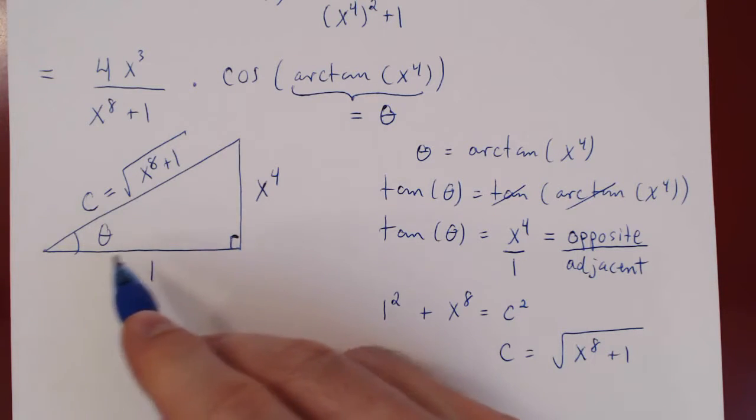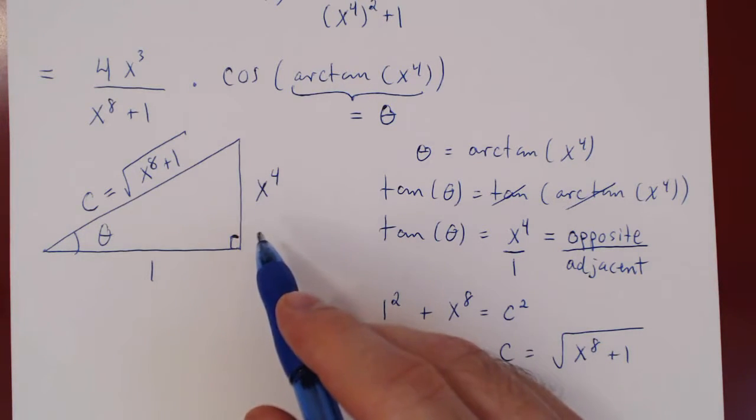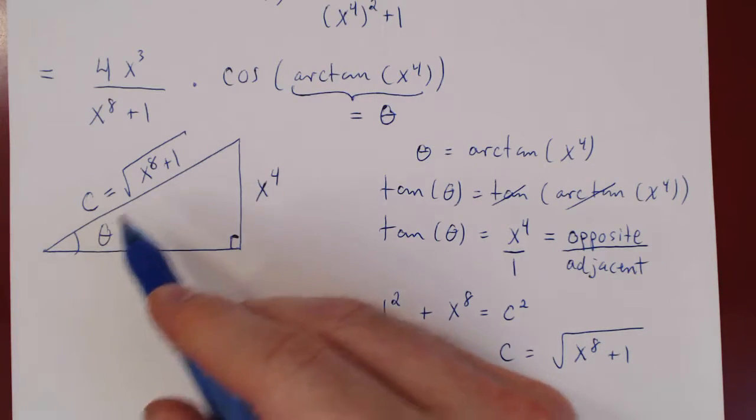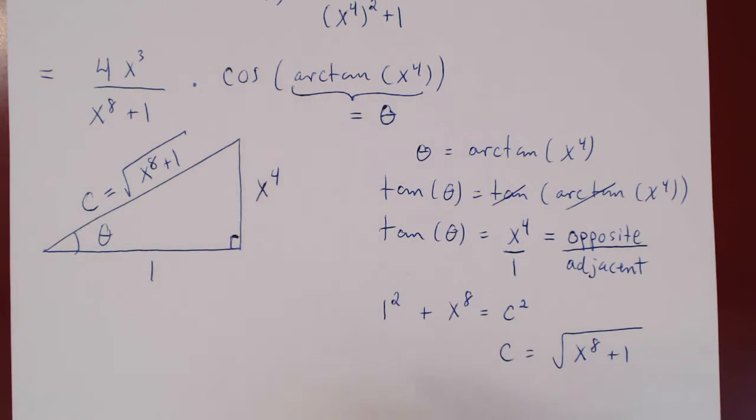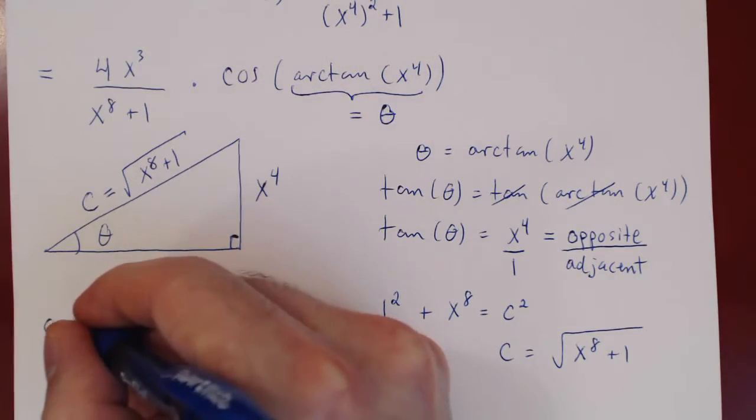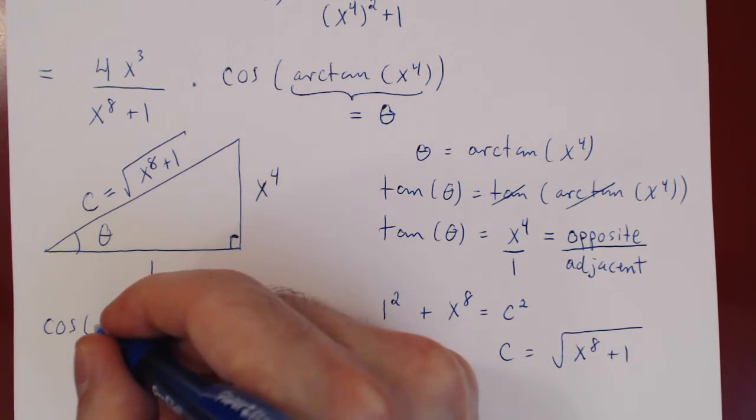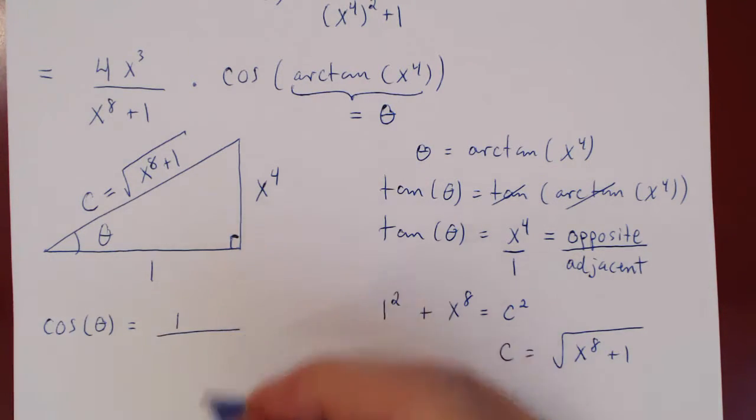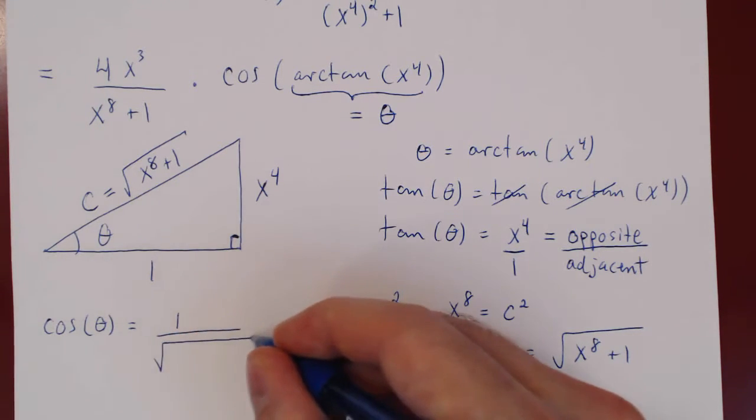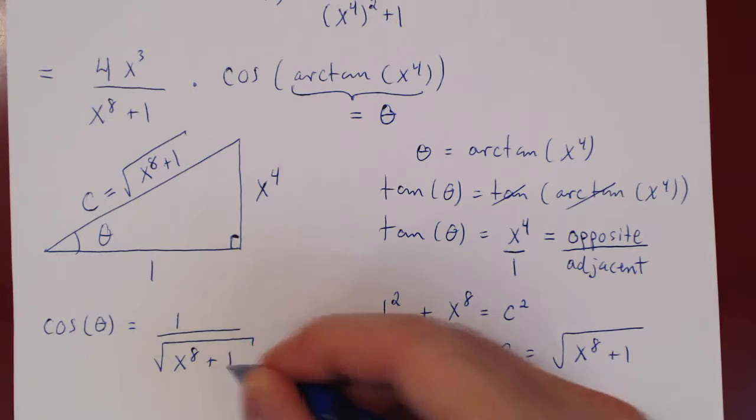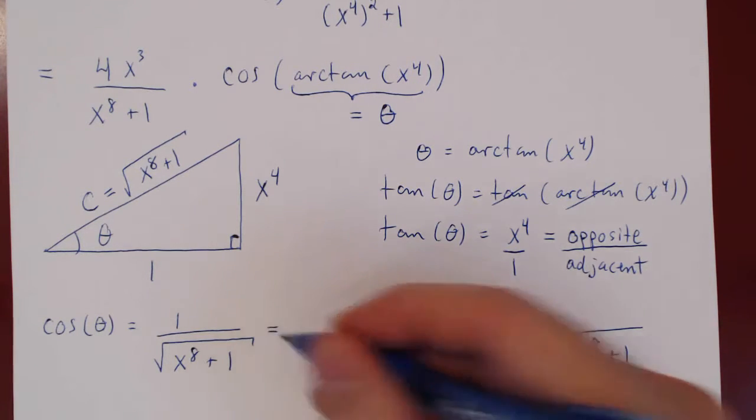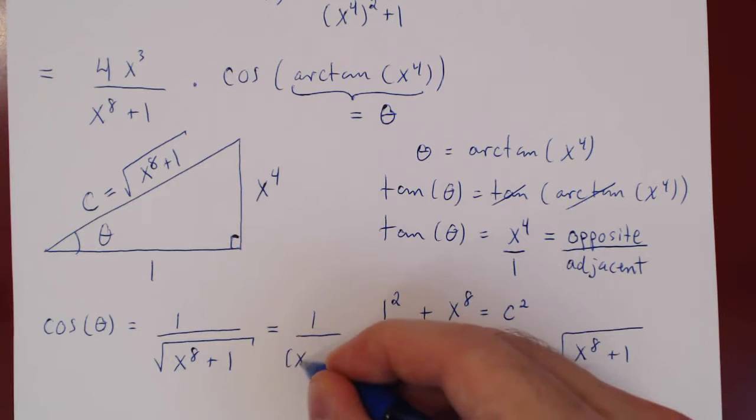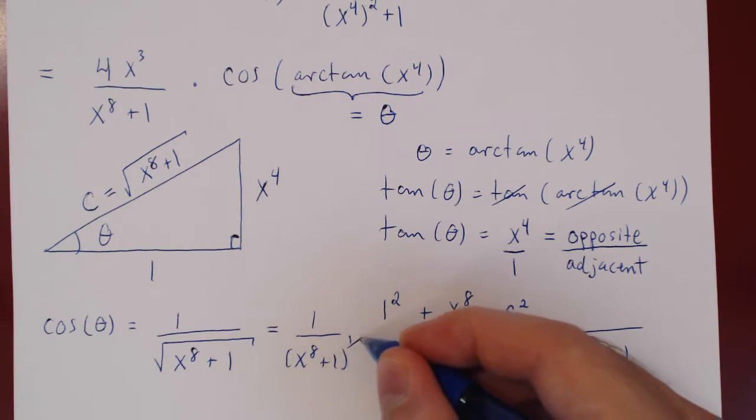We have the angle, we have the adjacent is 1, the height is x to the 4, and the hypotenuse is the root of x to the 8 plus 1. And so now we can solve for our cosine of theta. If you remember, cosine, so SOHCAHTOA, cosine CAH, is the adjacent side, 1, over the hypotenuse, the root of x to the 8 plus 1, which we can write, if you want, as 1 over x to the 8 plus 1 to the power of 1/2.